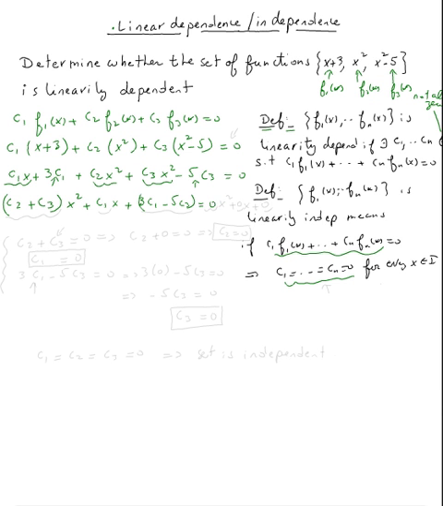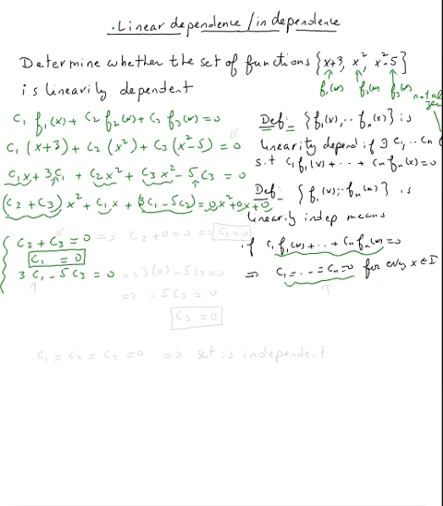But remember, 0 is the same thing as 0x squared plus 0x plus 0. So these are two quadratic functions. They are equal if their coefficients are the same, by definition. So c2 plus c3 has to be 0, c1 has to be 0, and 3c1 minus 5c3 has to be 0. Now, we already know that c1 is 0 automatically.